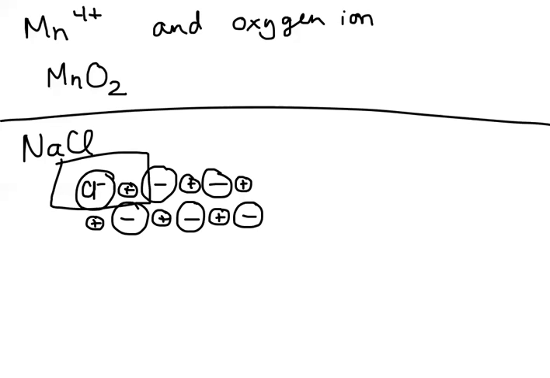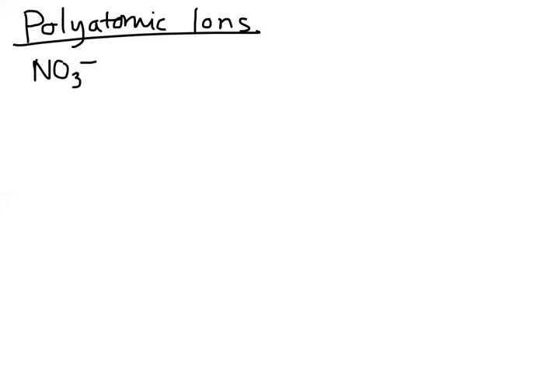Polyatomic ions. Thus far, we have only talked about monatomic ions. What do you think monatomic means? One. What do you think polyatomic means? More than one. So these nice clean Na+ and Cl minus, that's not the hardest it gets. We're going to go to polyatomic ions. Polyatomic ions look something like this.